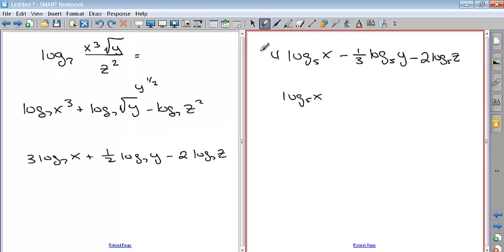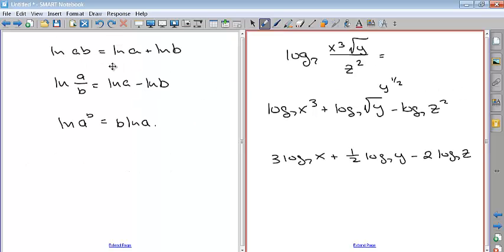So this multiplier becomes the exponent. This multiplier becomes the exponent. This multiplier becomes the exponent. Notice they're all the same base. That's a requirement. You can't have log base 3 and log base 2 or anything like that. They have to all be the same base. And now you can go backwards this direction.